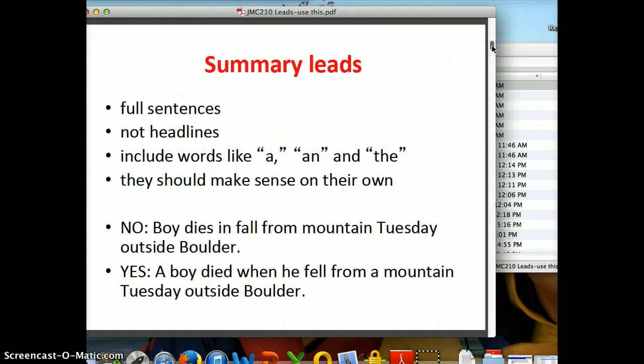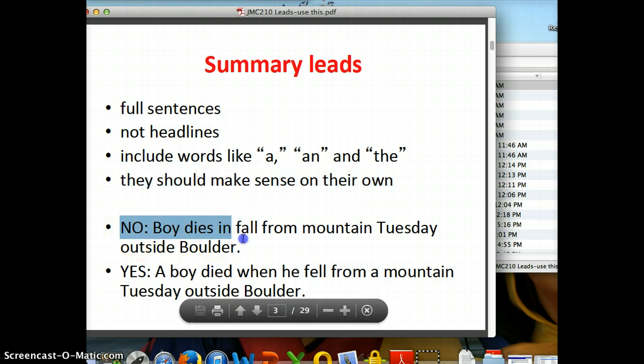So, a couple things about summary leads that people may be surprised to hear. First of all, they're full sentences. You don't want to write a headline. It's not a headline. You have to include all the words, like a and the. It has to be a full sentence. The sentence should make sense on its own.